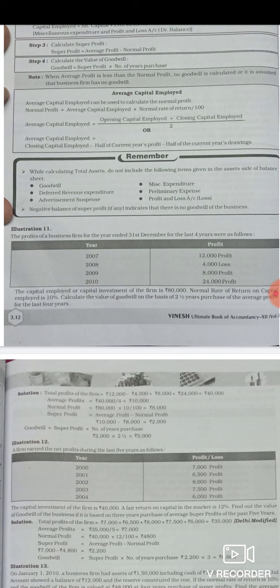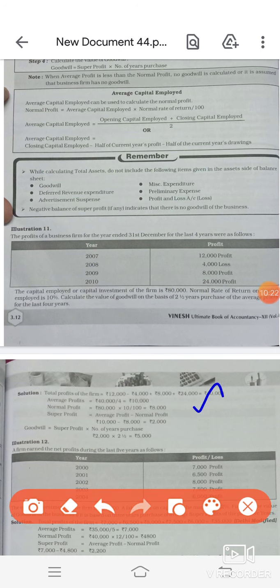Okay, so in the sum, it's very simple. Only in 2008 there is a loss. So we have to add all the profit and subtract the loss. We will get the total profit. And what is the average profit? If it is divided by 4, we will get the average profit. Average profit is over. The next step is to find the normal profit, because super profit equals average profit minus normal profit. So we have to find the normal profit.